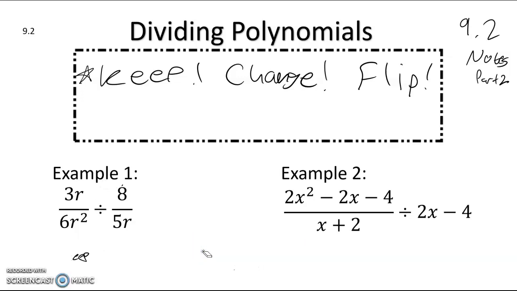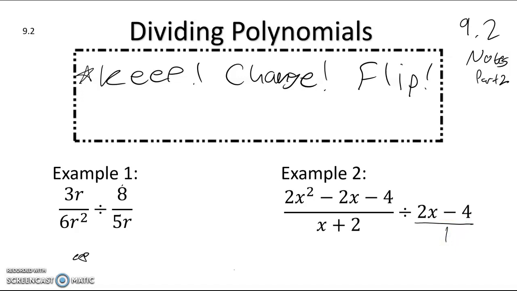All right. So I erased that first example. If you want to go back and check it out, you can. I'm moving on to example 2. So I've got 2x squared minus 2x minus 4 over x plus 2, and then I've got 2x minus 4. Just as I did with the multiplication, I'm going to take this 2x minus 4 and automatically put it over 1. I'm going to automatically make it a fraction.